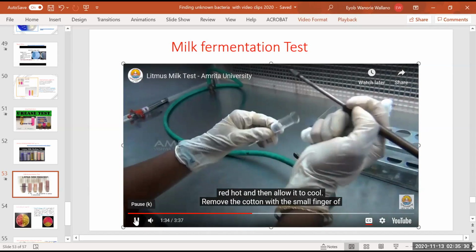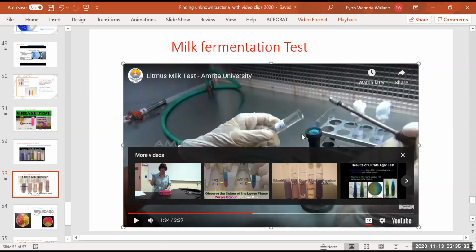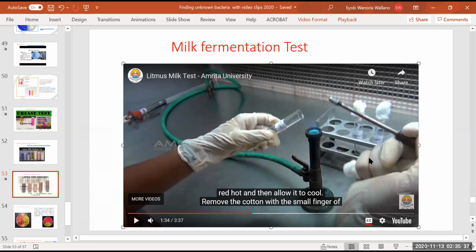Remove the cotton with a small finger of... Do you see that? This one is very interesting. Look now, this is wrong advice which the laboratorian is giving.